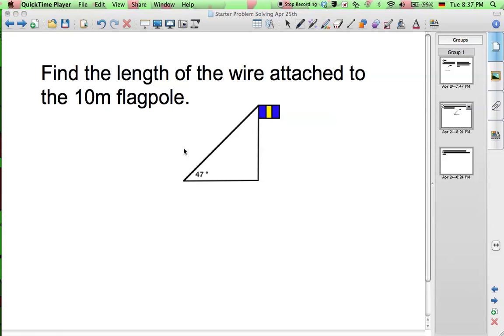Today we are problem solving using trigonometry. So here we have a typical trigonometry problem. It says find the length of the wire attached to the 10-meter flagpole.